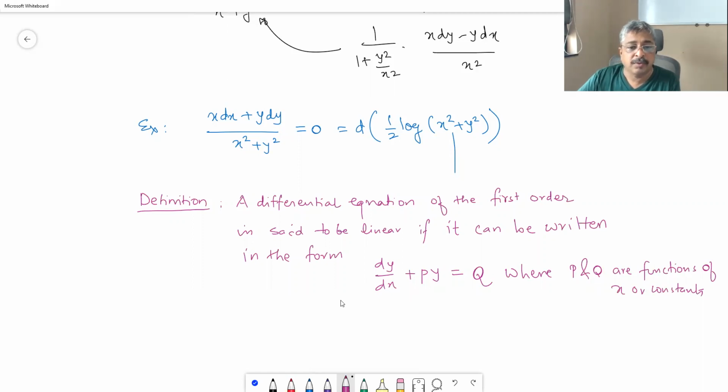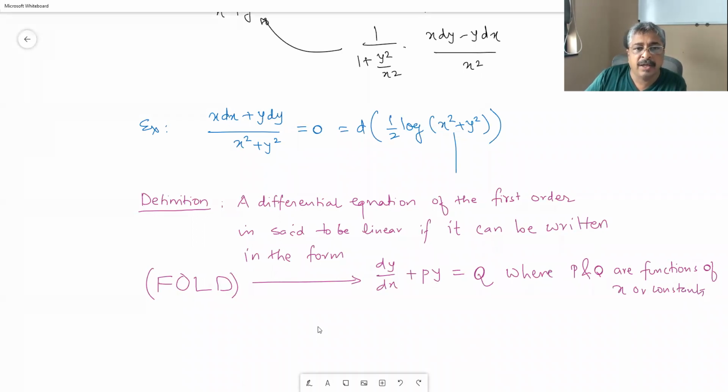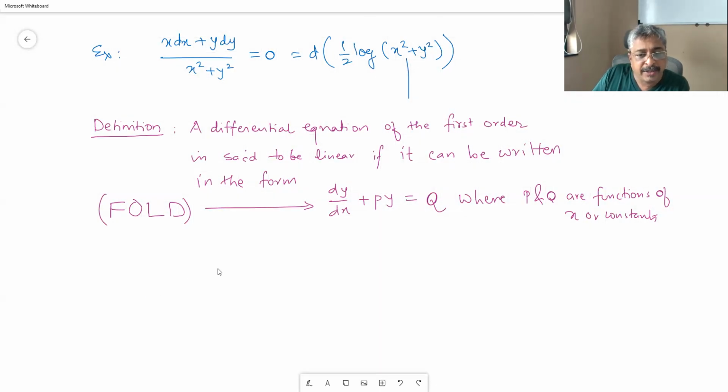Okay, so that is what a linear first order differential equation is, FOAD, first order linear differential equation. It will be referred to as FOAD and it should be of the form differential coefficient dy by dx plus some function of x times y is equal to a function of x. Okay, and now we wish to solve this. Let us try to develop the method to solve FOAD.